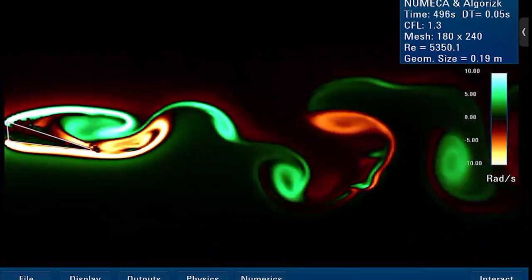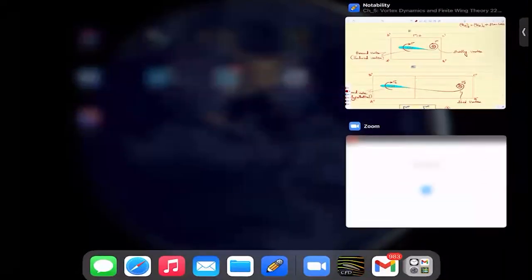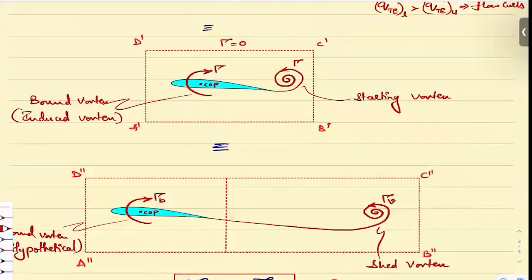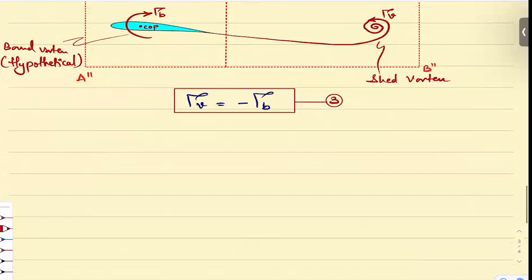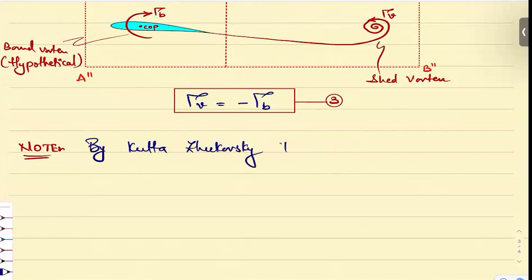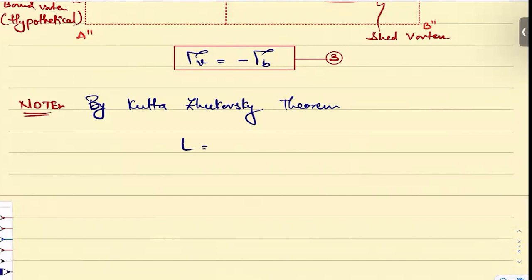Yes, sir. Okay, fine. It's always good to test something that you are learning. You should do that kind of simulations. Okay, write a note now. In the note, you recall we used one theorem called the Kutta-Joukowski theorem. So write, by Kutta-Joukowski theorem, what is L equal to? Rho V infinity into gamma.